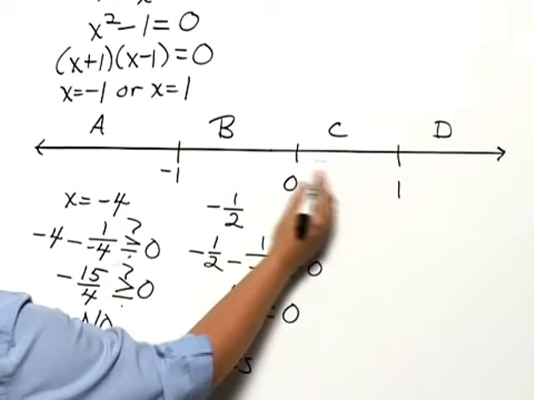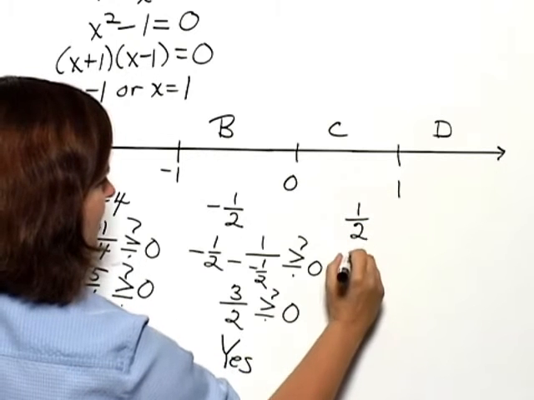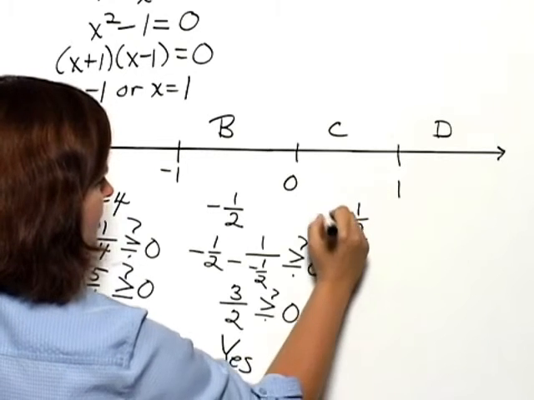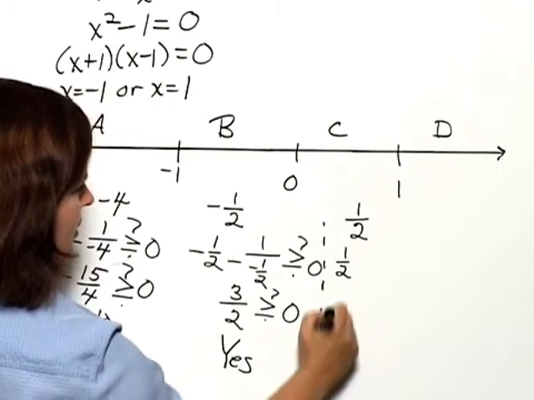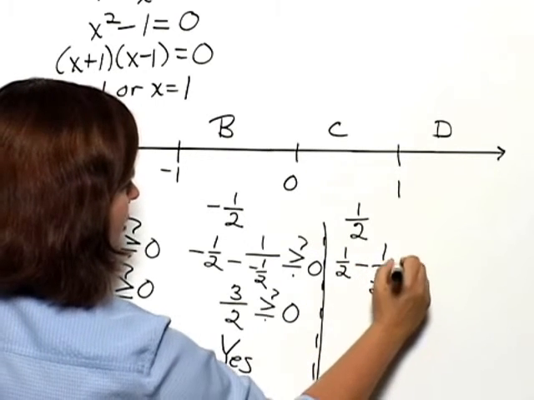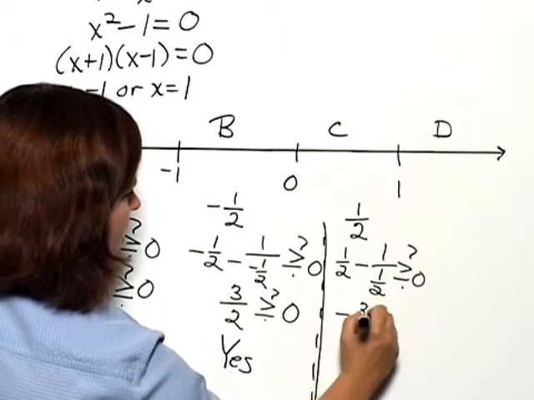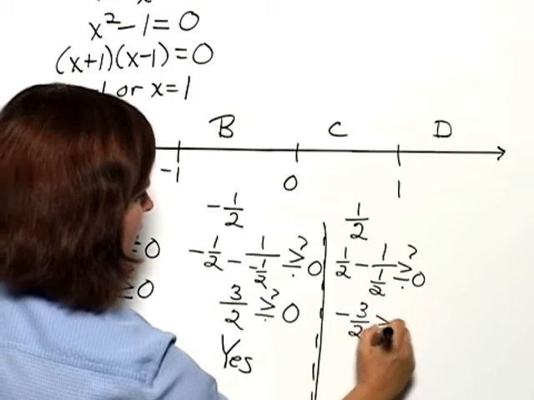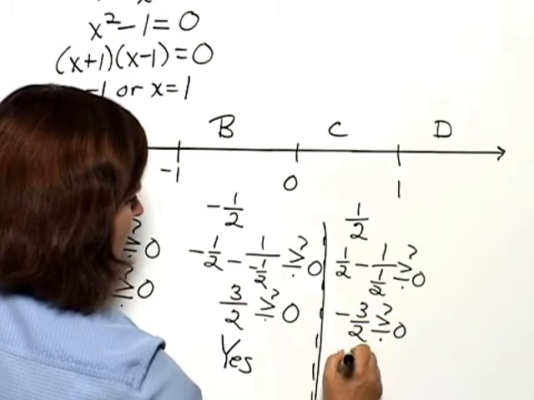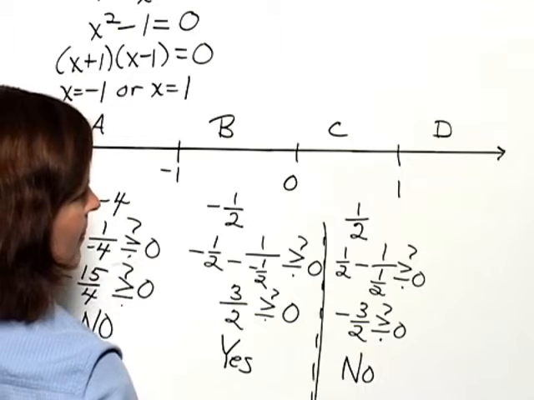Let's try the same thing for C. We'll try positive 1/2. Again, we ask ourselves, is 1/2 minus 1 over 1/2 greater than or equal to 0? We have negative 1 greater than or equal to 0. That's not true. So that's not part of our solution set.